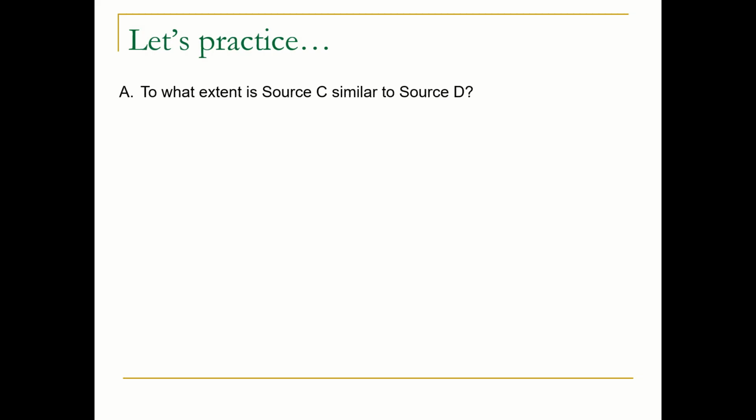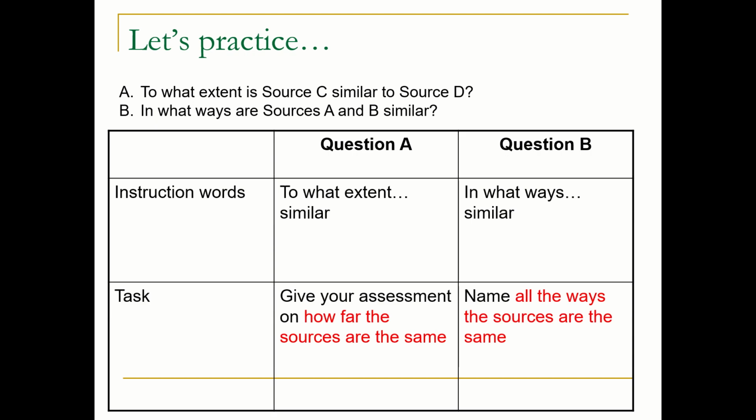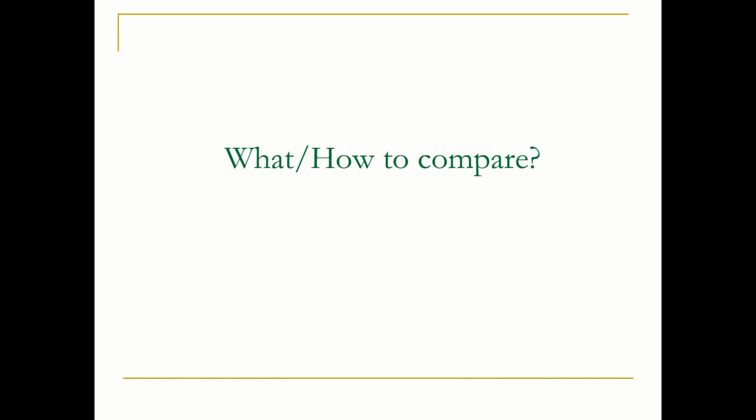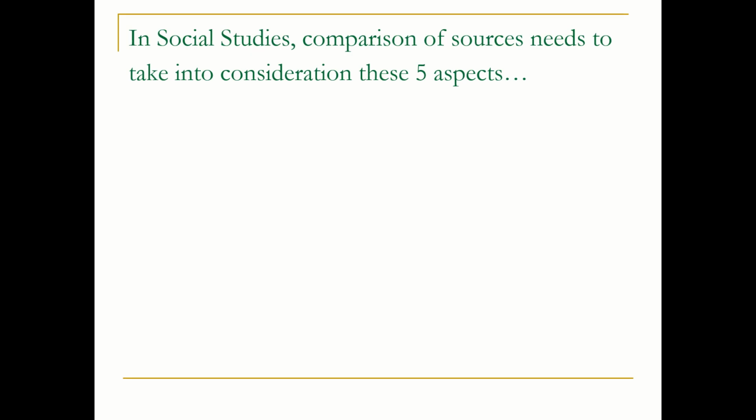Okay, let's practice again. If the question is asking to what extent is source C similar to source D versus in what ways are sources A and B similar? To what extent, this is where you give your assessment on how far the sources are the same. So one similarity, one difference. But if the question is asking in what ways are the sources similar, you name all the ways that the sources are the same.